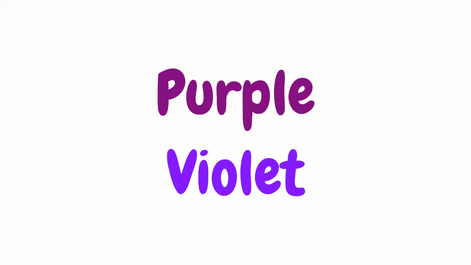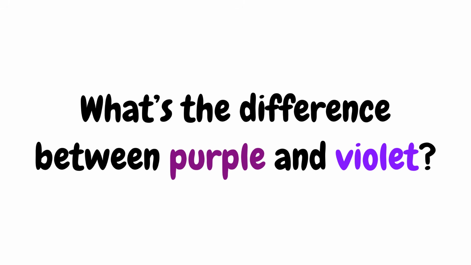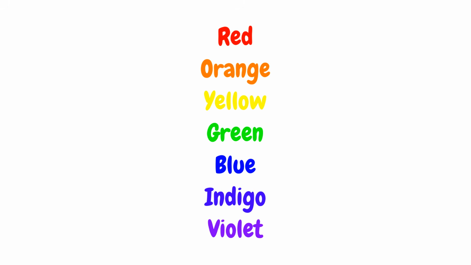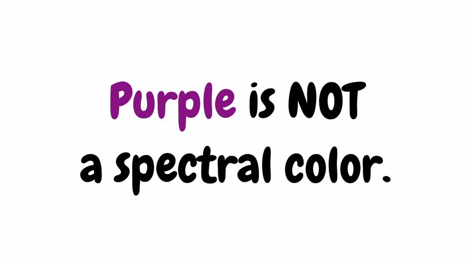Now going back to the purple-violet difference, this leaves another question. What's the difference between purple and violet? Apparently, there's one pretty significant difference. Going back to the traditional 7 colors of the rainbow, it should be worth mentioning that violet is the very last color on the rainbow. And do you want to know why it's violet and not purple? Well, here's the main difference. Purple is not a spectral color.